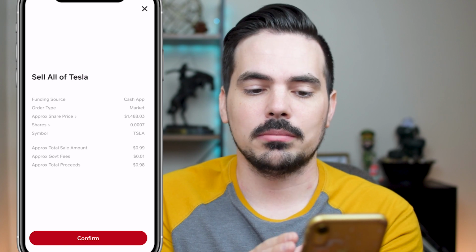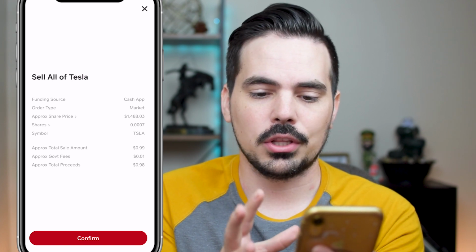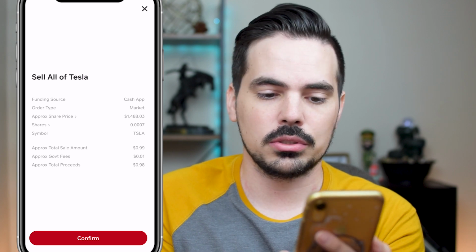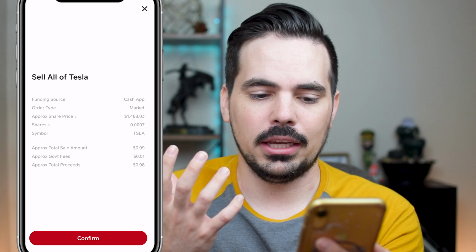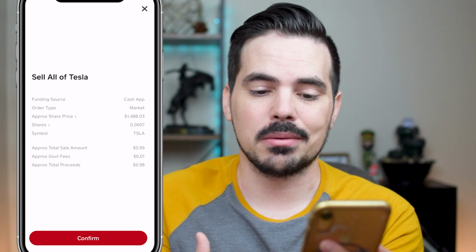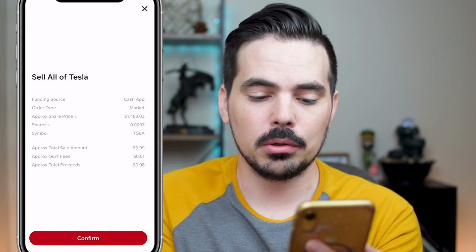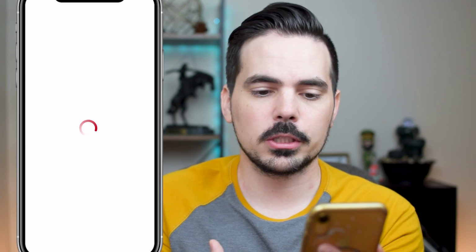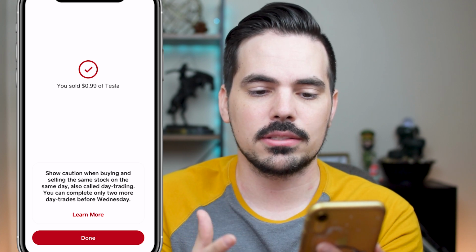You can see the approximate sale price, how many shares I have, and then obviously even the cost as well too. So this right here, it shows the total sale amount is 99 cents. There's approximately a government fee of 1 penny. So I'm going to get about 98 cents. So what we're going to do is go ahead and click on confirm right over here. And then it's going to go through this process. And then once it's sold, it's going to say you sold 99 cents of Tesla.